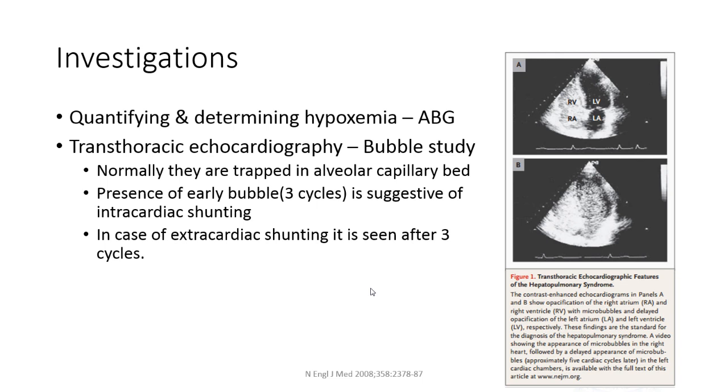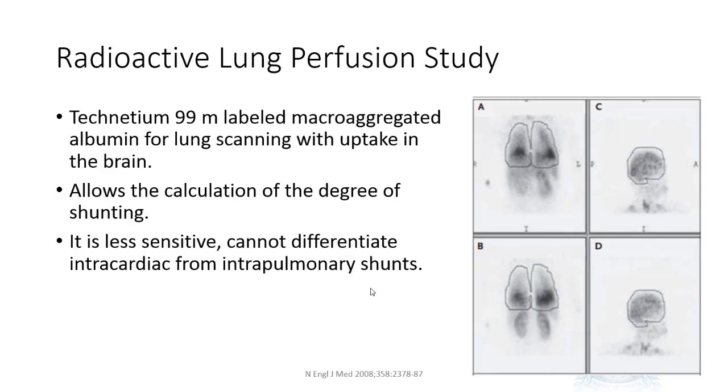Transthoracic echocardiograph with a bubble study would show extracardiac shunting, with delayed bubbles, particularly usually after 3 to 5 cycles. So there's also a radioactive lung perfusion study. This is not specific, you can't differentiate whether the shunt is intracardiac or extracardiac. However, this can help quantify the severity of shunting if the patient does have hepatopulmonary syndrome. They basically inject macroaggregated albumin, which is labeled with technetium, into the veins, and they perform imaging of the lungs as well as the brain.